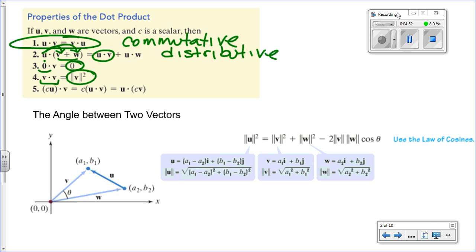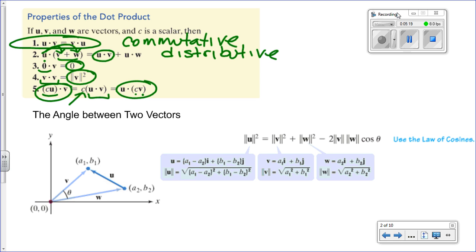And finally, we have that if you multiply a scalar times a vector and then you dot it with another vector, it will be the same thing as doing the dot product of the two vectors first and then multiplying by the scalar, which in this case is c. Also, you could do, in this case, we're multiplying the scalar times u, and then here we're multiplying the scalar times v. So either way, you will obtain the same result.